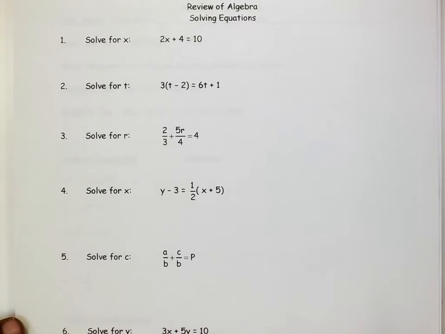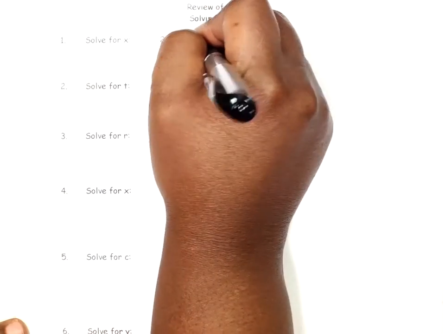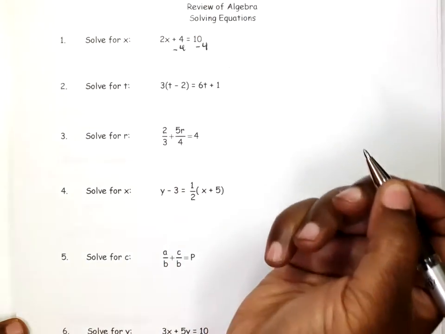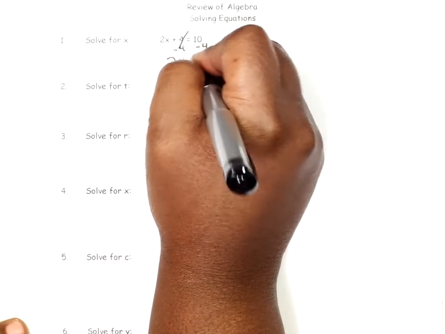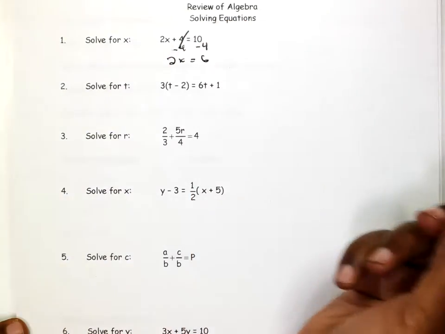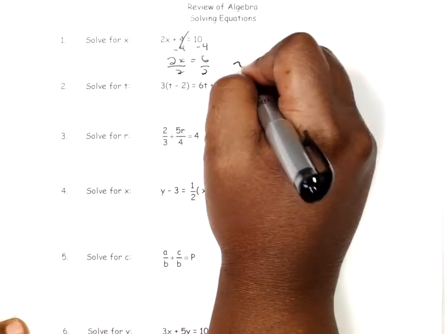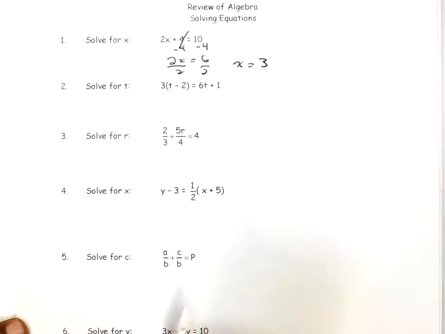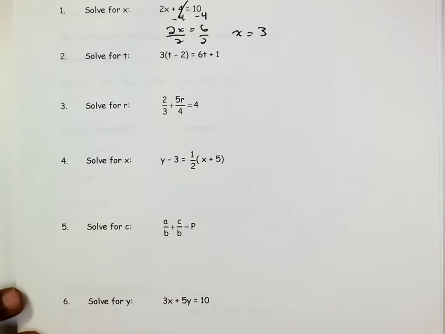Our first one, we have 2x plus 4 equals 10. So I have to subtract 4 from both sides. And that would give me 2x is equal to 6. And then we divide both sides by 2. So my solution there is going to be x is equal to 3. Pretty straightforward.